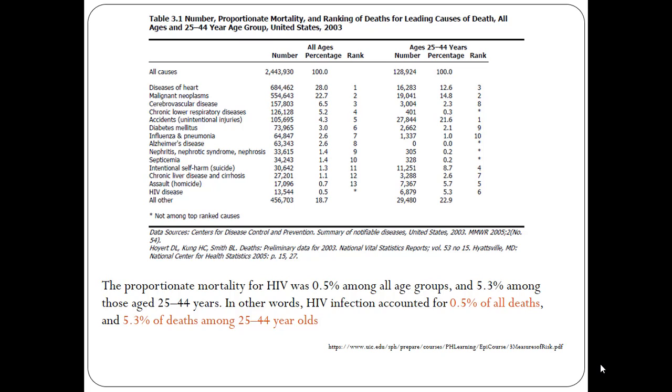In this table, you can see the number, proportionate mortality, and ranking of deaths for leading causes of death, all ages, and for the 25 to 44-year age group in the United States. You can see that the proportionate mortality for HIV was 0.5% among all age groups and 5.3% among those aged 25 to 44. In other words, HIV infection accounted for 0.5% of all deaths, of all people, but 5.3% of deaths among 25 to 44-year-olds.